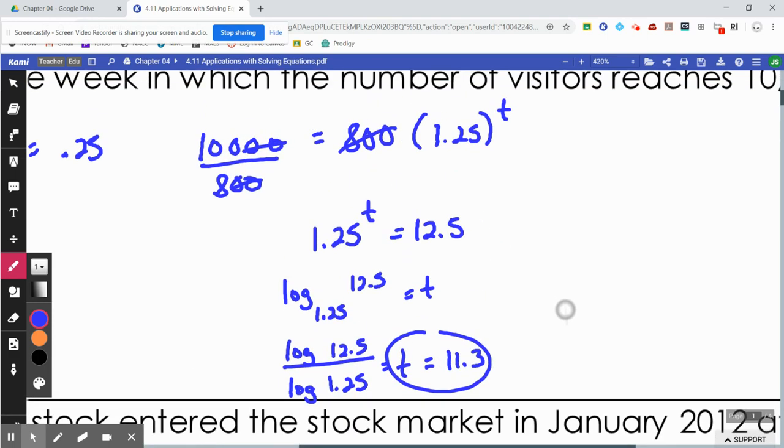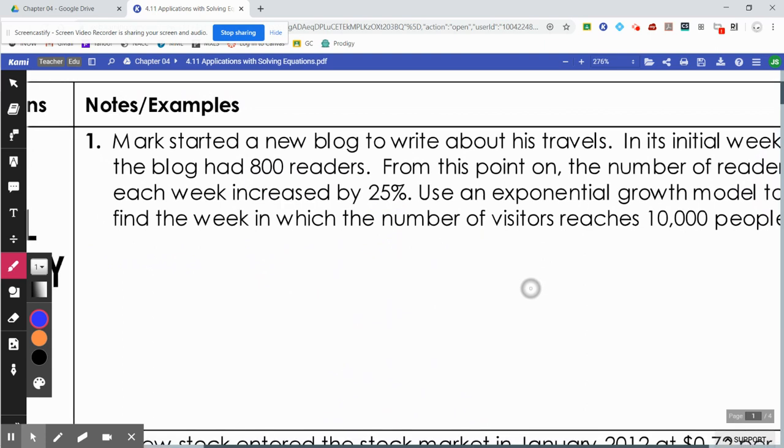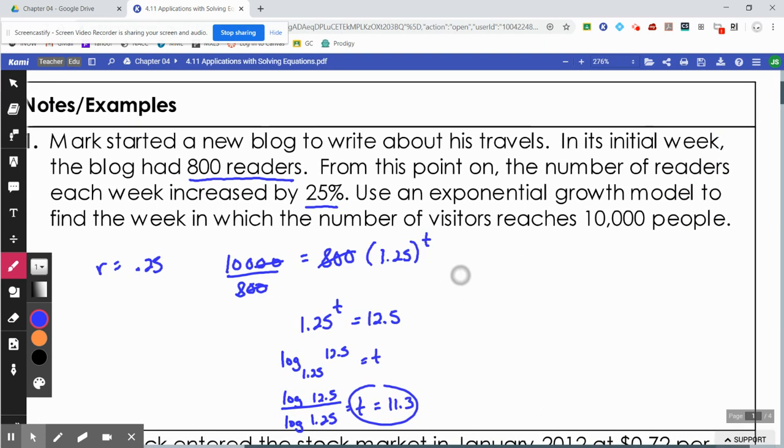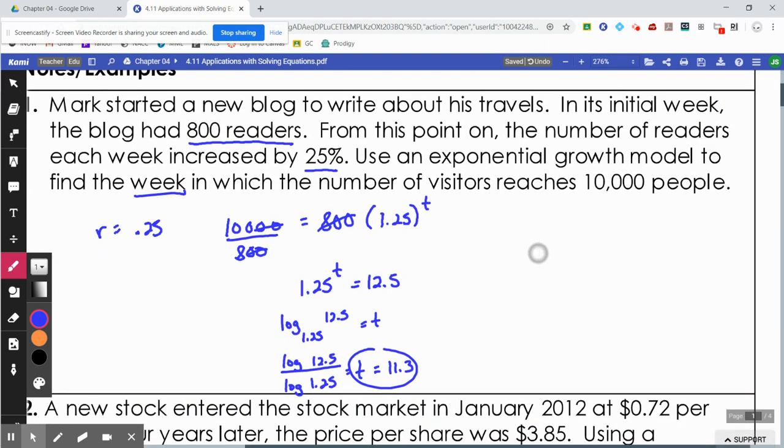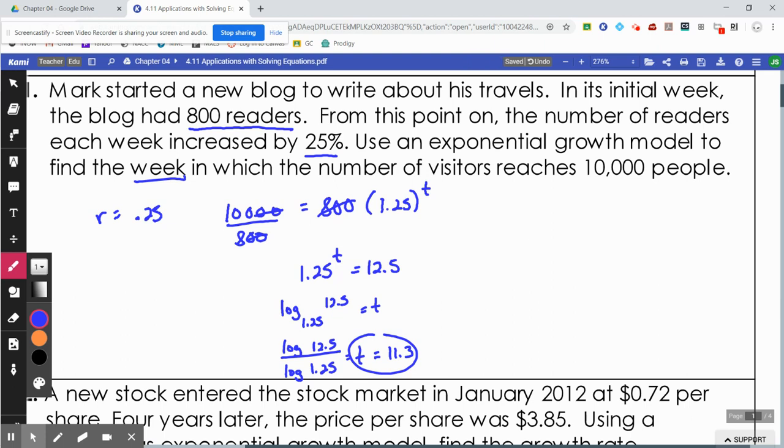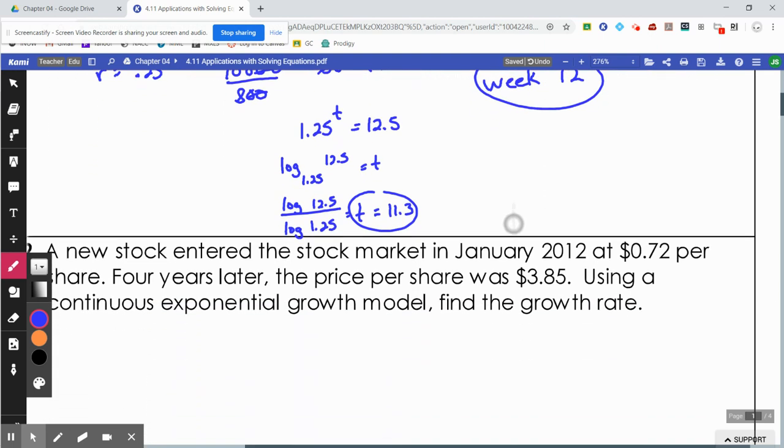Now, let's go back and make sure we answer this problem correctly. Notice it says find the week. So after 11 weeks, he's still not there, because it's going to take a little bit more than 11 weeks. So it's going to be week 12 when he finally sees that mark.